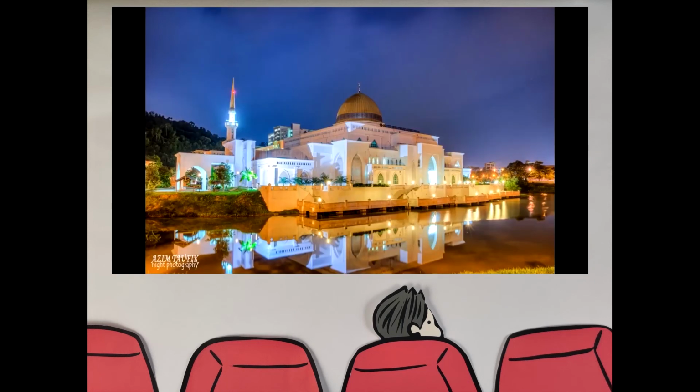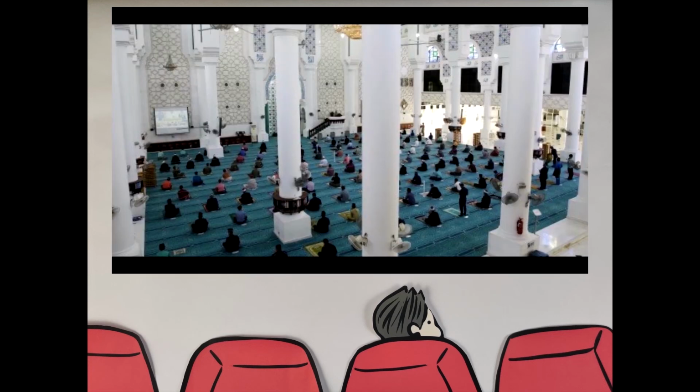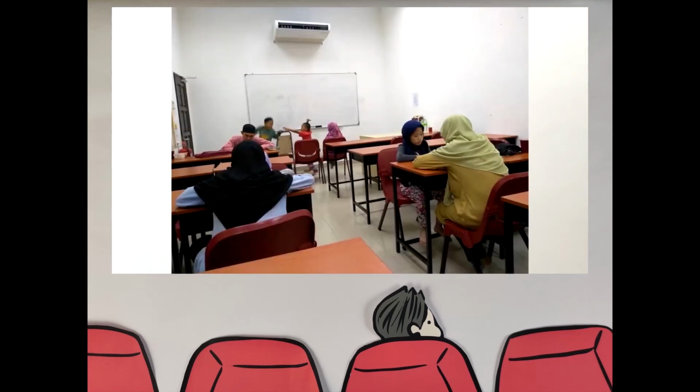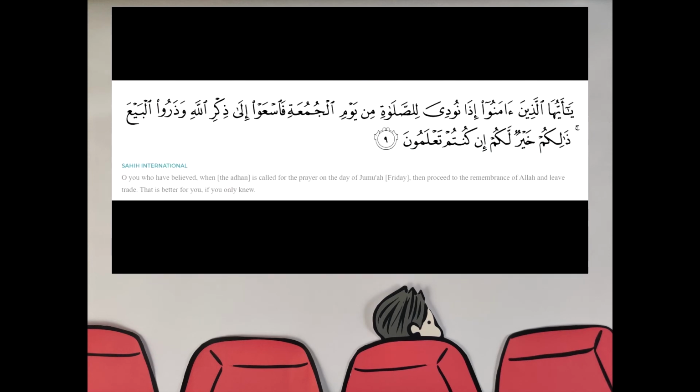For example, when a Muslim architect wants to build a mosque, they must first focus on the direction of the Qibla, and then they need to know the functions of the mosque as a place of community assembly, which is stated in Surah Al-Jumu'ah, verse number 9.